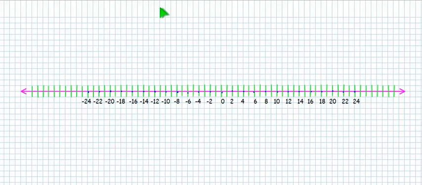Good afternoon. This is a short presentation on how to add and subtract positive and negative numbers. This morning we had a little bit of trouble with this, so I want to go over it.